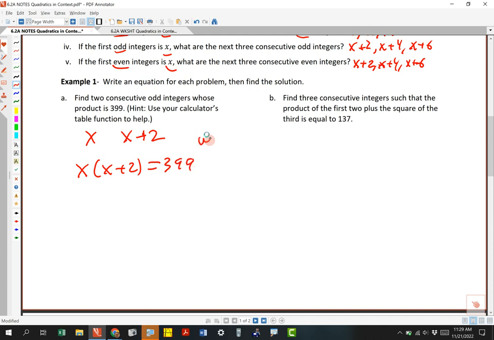Okay, that's the right part. And I need you to stop talking and pay attention. Okay. Writing it down is the hard part.